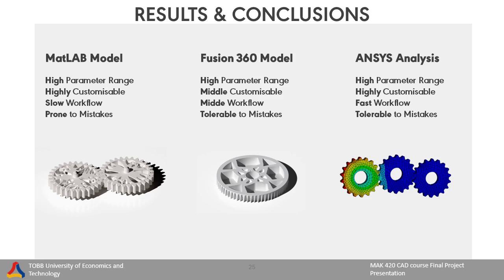Coming to the results, the MATLAB model has a wide parameter network and high customization. These features cause the workflow to be slow and prone to structural and design errors. The Fusion model has a high parameter range with the ability to detail mesh angles in addition to mesh size. Since it is difficult to create the spaces inside the structure, it is not very suitable for customization. As the meshes become denser, the workflow gets longer. Risks are more tolerable than the MATLAB model.